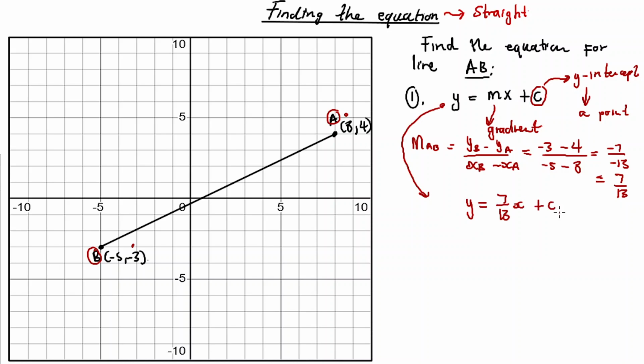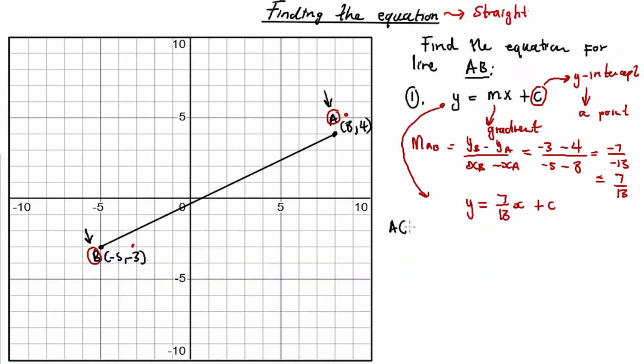Now to get the point C, we can either use B or we can use A, and just substitute it into this equation and find the value of C. So let's use A. We're going to take A and substitute it into this equation.